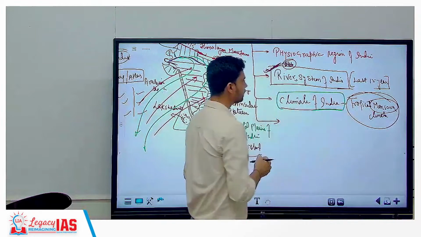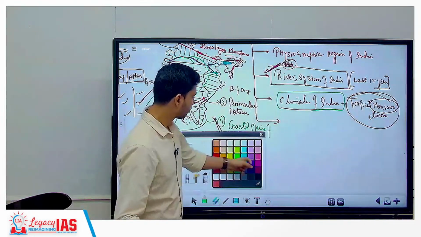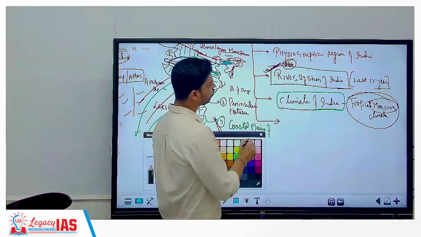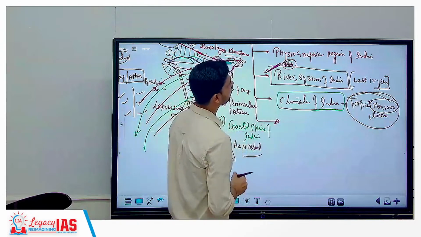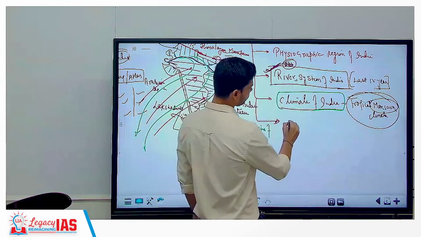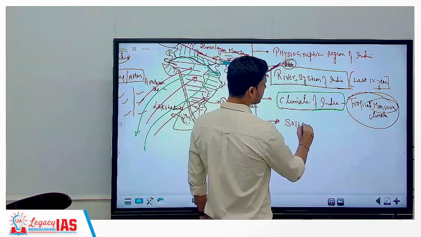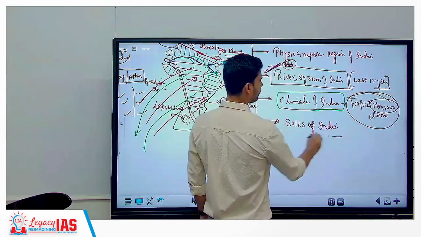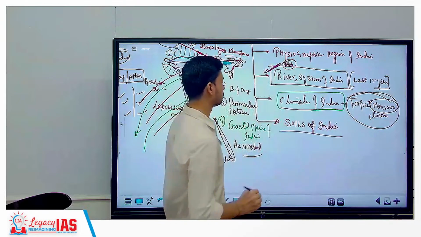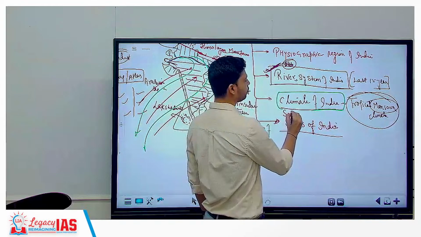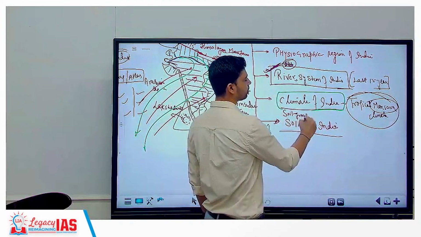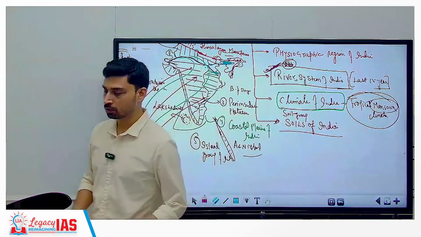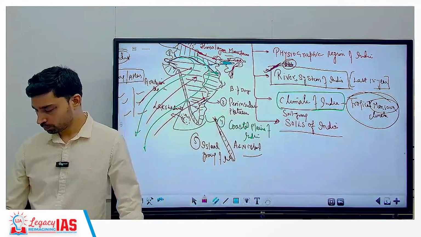So climate of India, that is the third chapter. Fourth chapter here, after the geographical region, river system, climate, you have to study about the soils of India, or soil group of India. In some books they refer to it as soil group, so both are right.